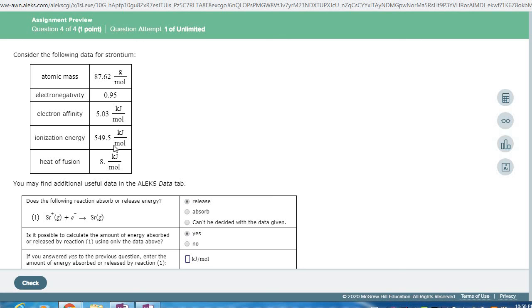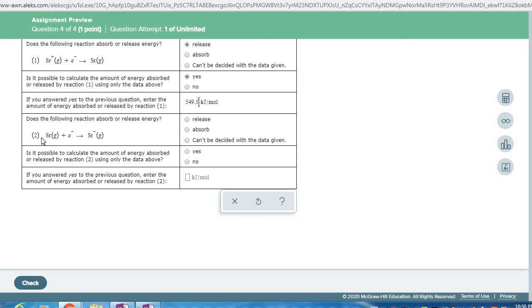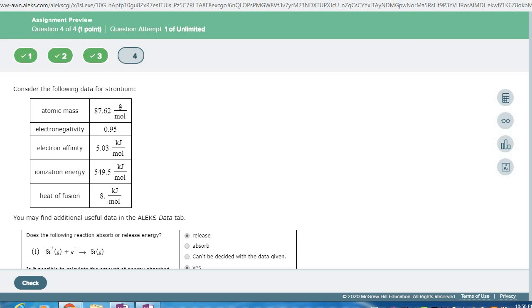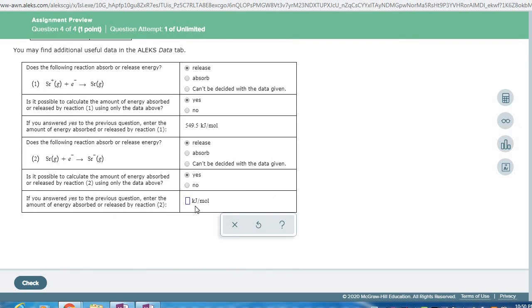How much energy? 549.5 is that ionization energy. Okay, so let's go down. Here is the neutral strontium. We're trying to attach that electron to those outer shells, leaving us with the anion. This is just a straight up electron attachment or electron affinity problem. Those release, if you remember our discussion. How much energy does it release? Let's go up and check that electron affinity, 5.03 kilojoules per mole.